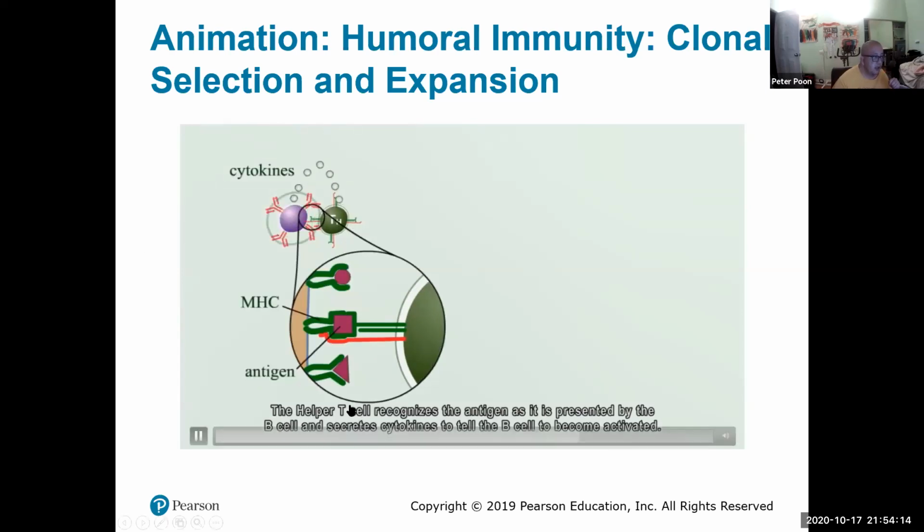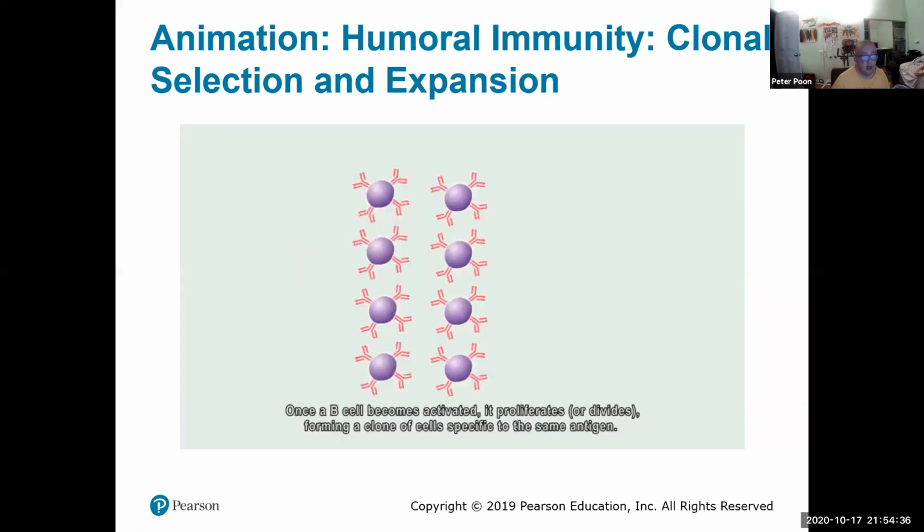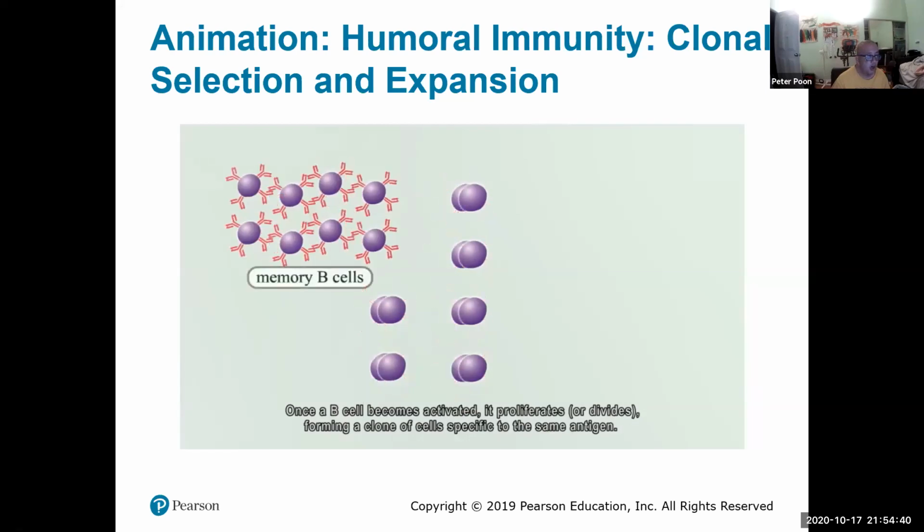Again, T helper cells recognize MHC class 2, and they secrete cytokines that activate the cell to proliferate. Once a B cell becomes activated, it proliferates or divides, forming a clone of cells specific to the same antigen.